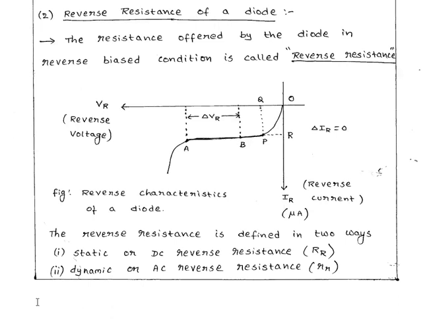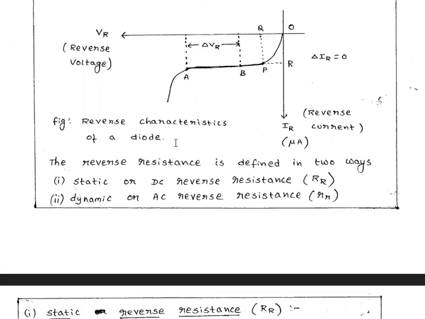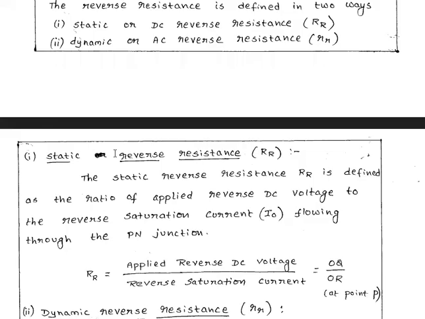Now let us see the reverse resistance of a diode. Whenever my diode is reverse biased, the resistance offered by the diode due to the potential barrier is called the reverse resistance of a diode. You can see the VI characteristics in reverse bias, it will be like this. Again, this reverse resistance can be categorized into two types: static or DC reverse resistance and dynamic or AC reverse resistance.